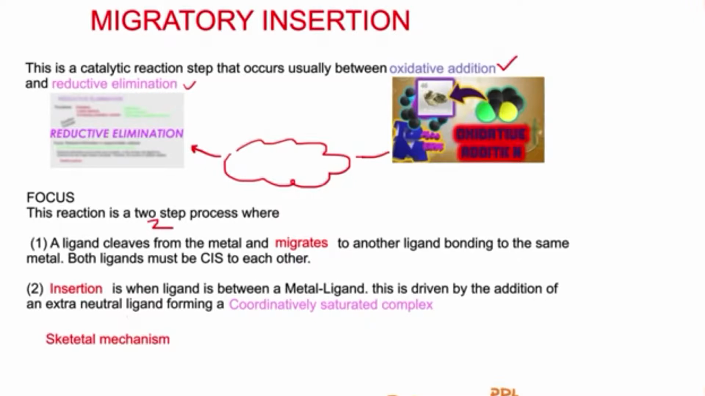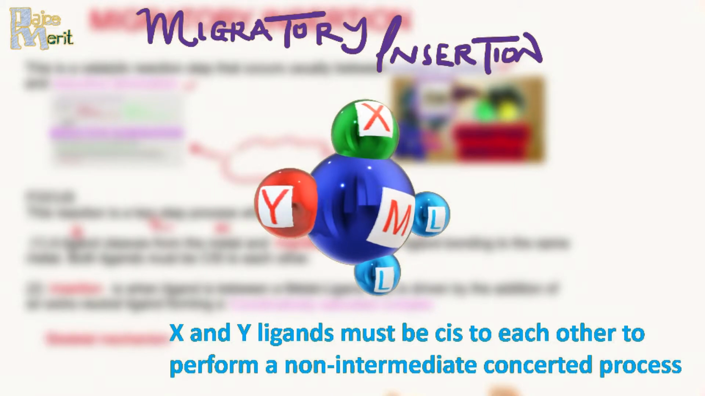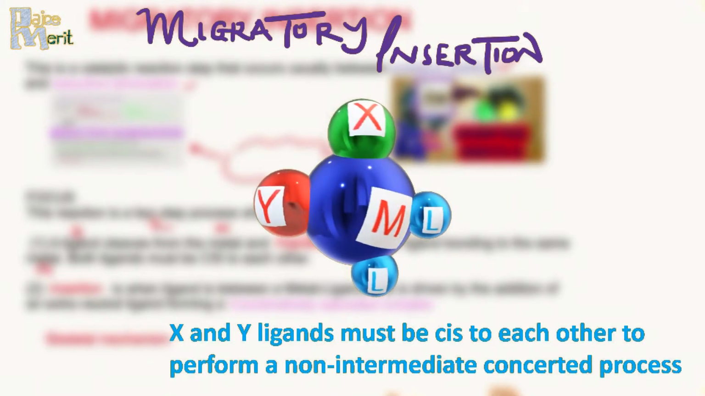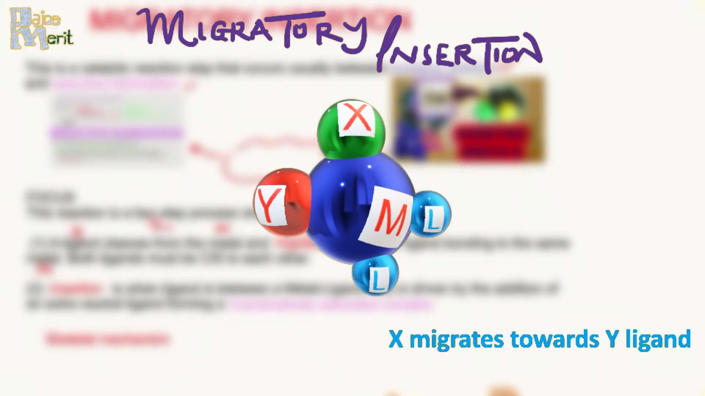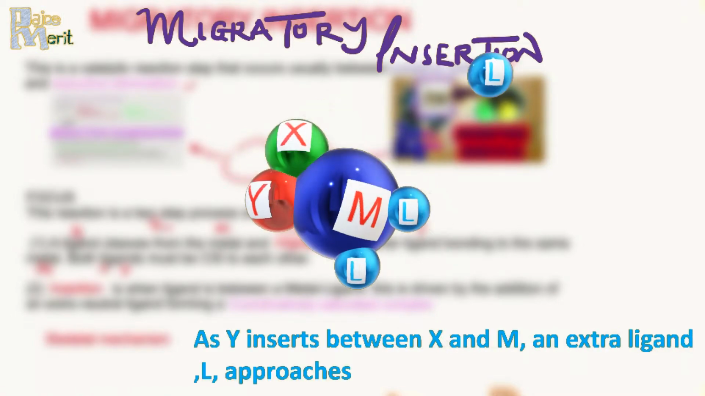The first step begins where a ligand, for example X, is cleaved from the metal, which we'll call M, and migrates. This is really important. That is the first step, to another ligand, Y, that is currently bonded to the same metal, M. The big important factor here is that both ligands X and Y must be cis to each other in terms of the configuration relative to the metal.